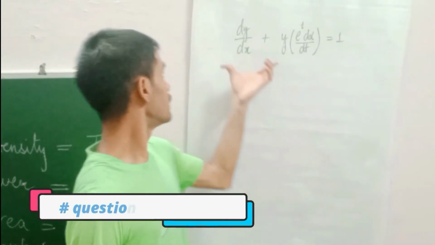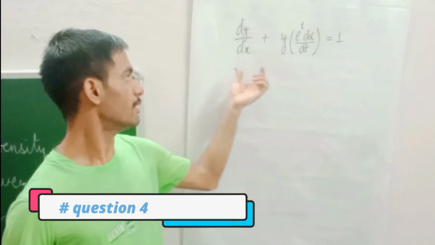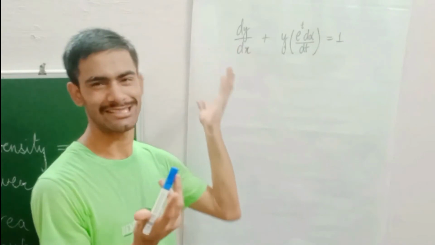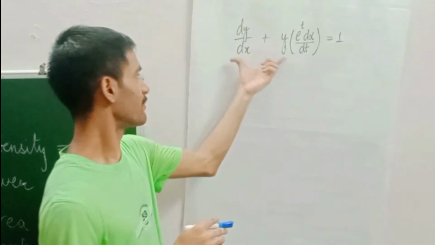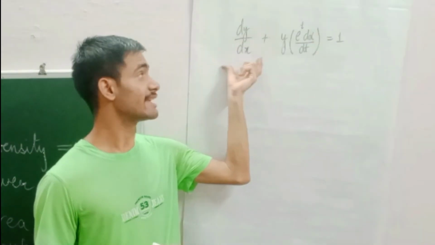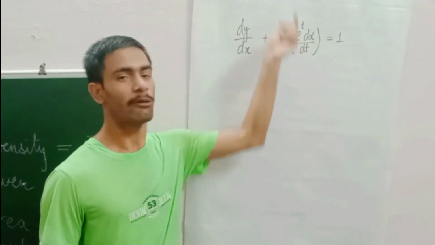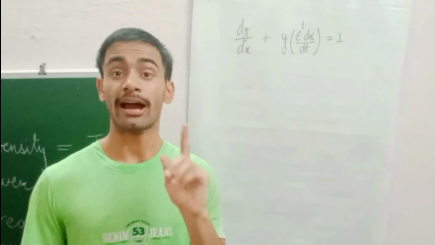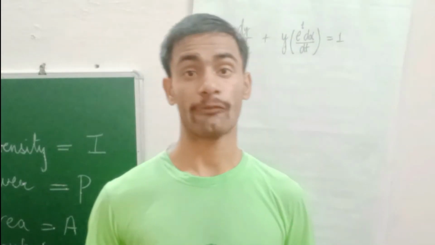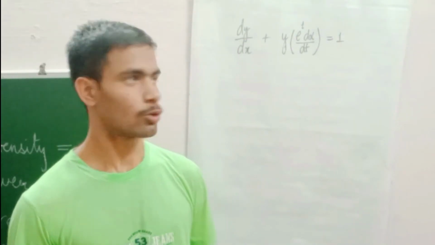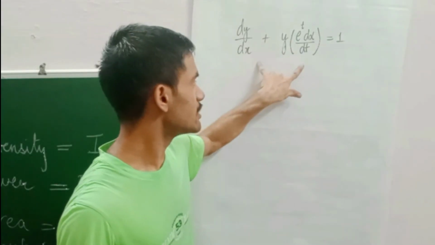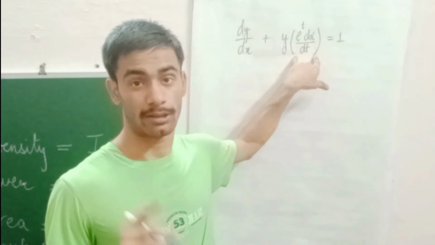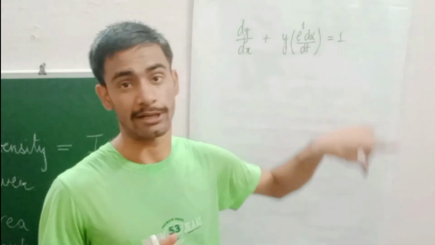So consider this fourth question. It was from differentiation. You are given dy by dx plus y e power t into d alpha upon dt equal to 1, where alpha and t are independent of x and y. So while doing this integration you need not worry about this term. It will be treated like a constant.